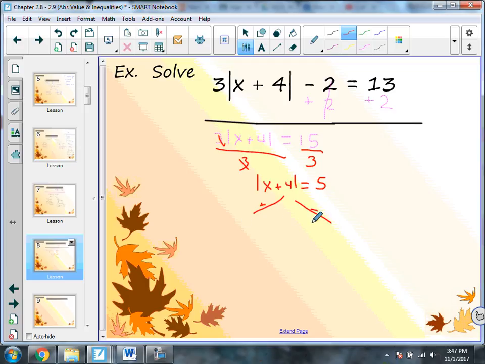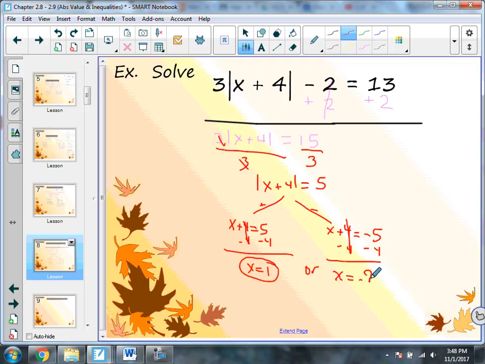I can then split up into plus minus. So x plus 4 equals positive 5, and x plus 4 equals negative 5. Because the interior of that absolute value could be positive 5 or negative 5. Subtract 4 on both sides, and x is going to be 1, or x is going to be negative 9. And you could substitute those values in. Let's just try 1. 3 times 5, 15, minus 2 is 13. And we could sub in negative 9, and that would work as well.